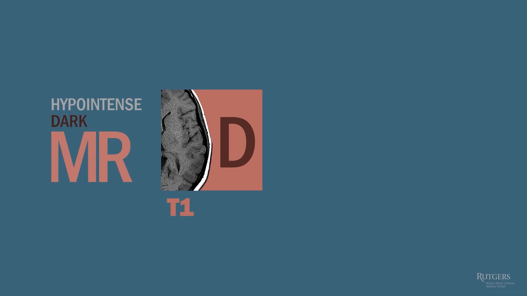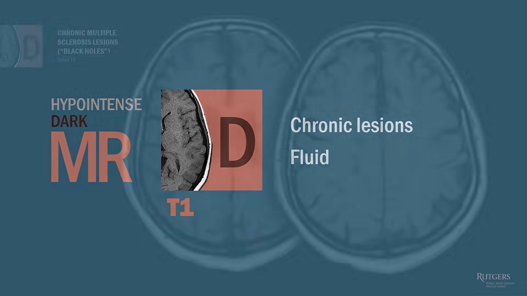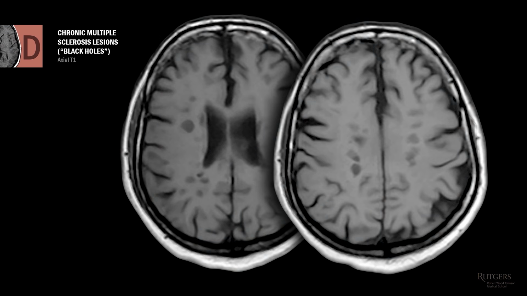We talked all about dark signals on T2, but T1 is generally only useful as a baseline against which to compare hyperintensities on T2 and other sequences. Hypointensities on T1 are chronic lesions and fluid, and chronic lesions are filled with fluid, so it makes perfect sense. T1 in this respect behaves a bit like CT. For example, you can use T1 to see chronic lesions in multiple sclerosis. These are known as black holes. Incidentally, the number of black holes correlates with disability.